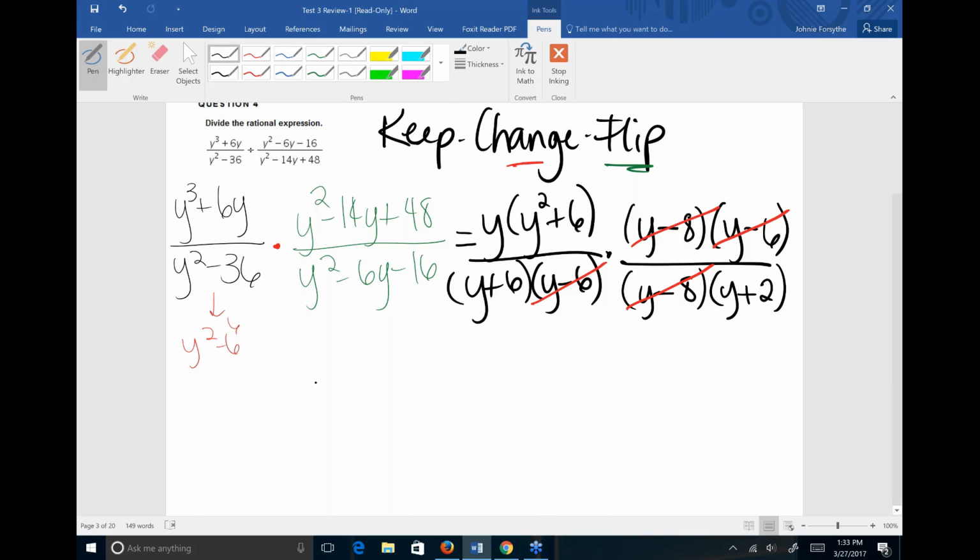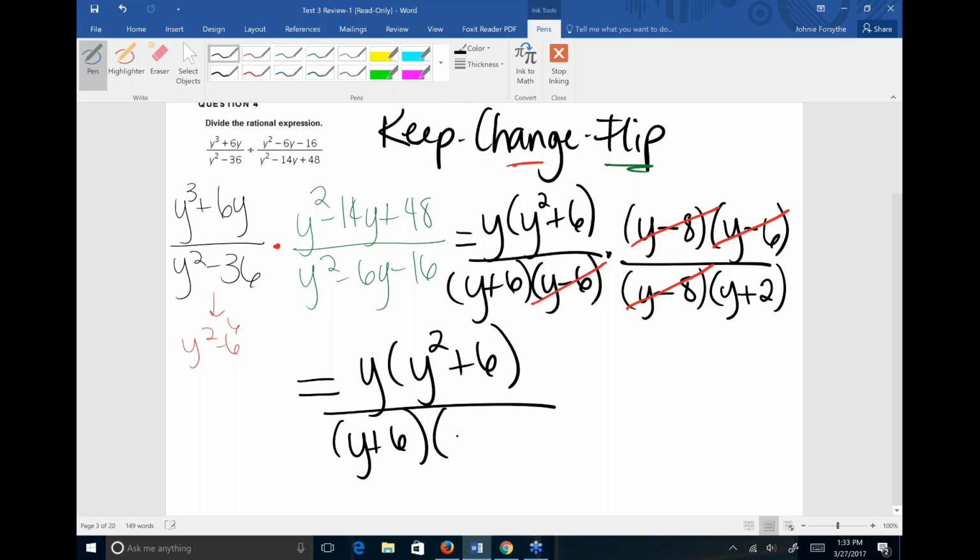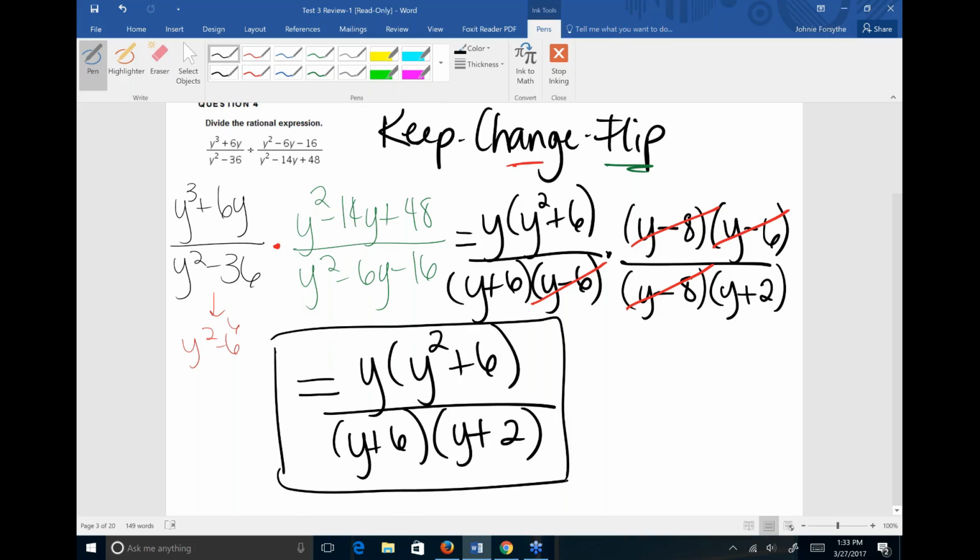So now we're just going to write what we have left, and that's going to be our final answer. So y times (y squared plus 6) divided by (y plus 6) times (y plus 2). And you know, if this was a typo, it would have been really neat if this started off with y squared plus 6y, because then this would be just y plus 6 and we could cancel some more. But it's not, so this is going to be our final answer here.